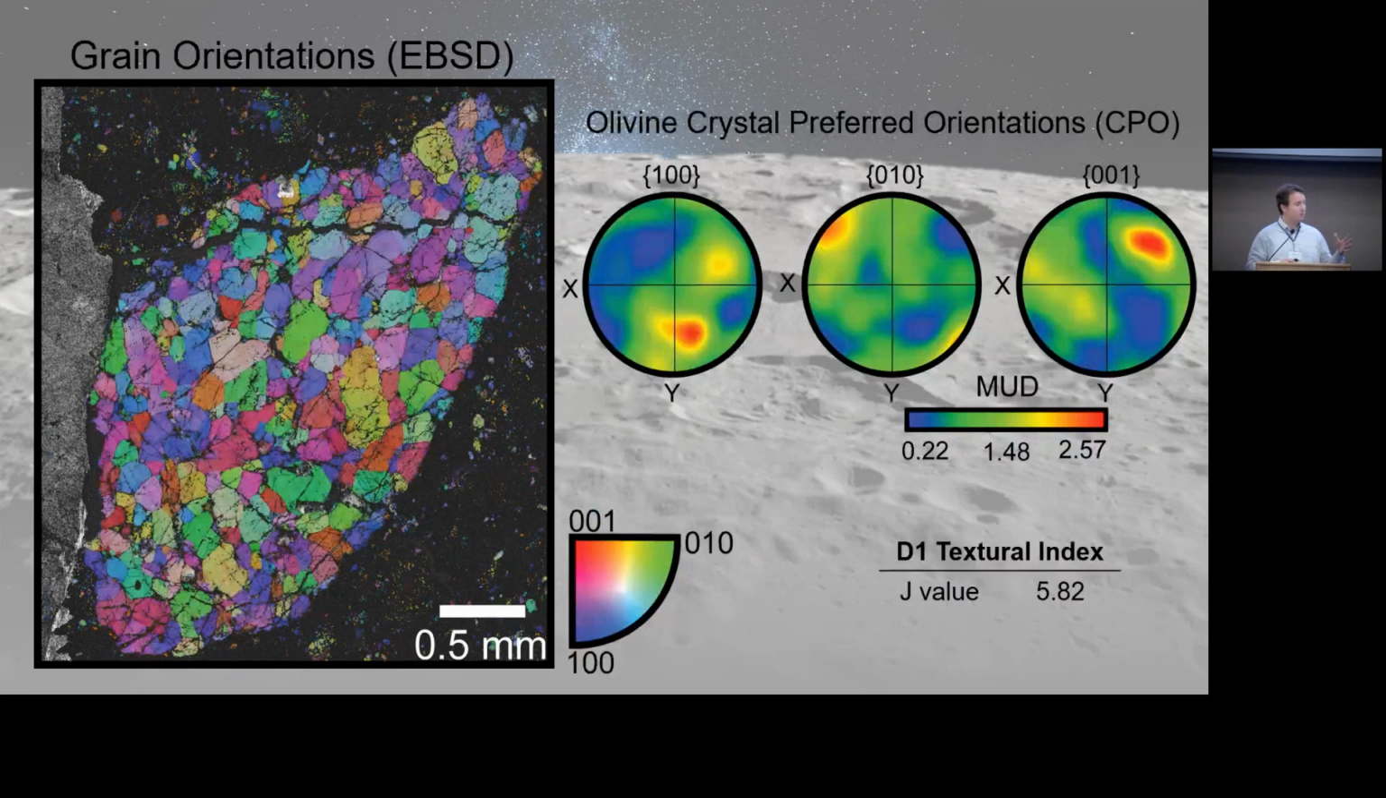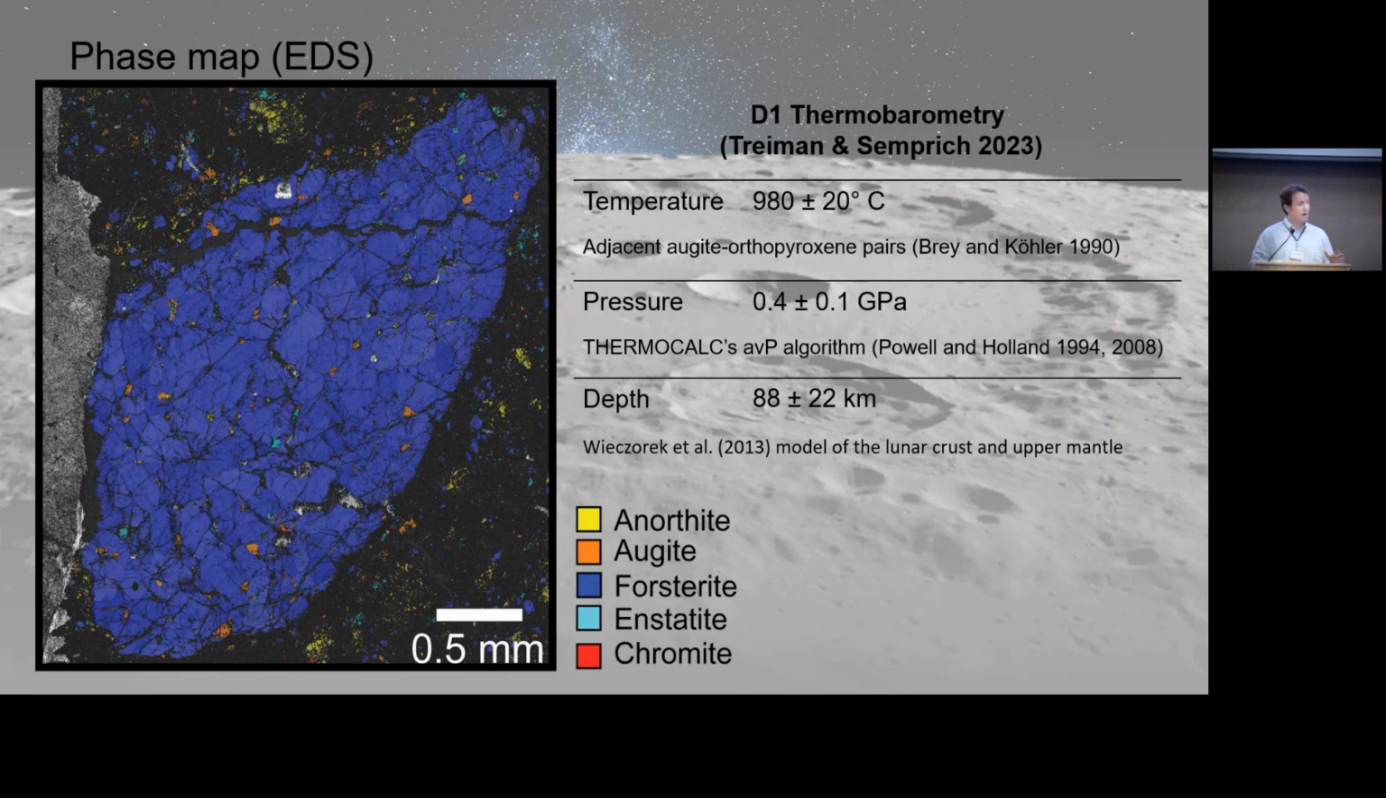Talking about the sample, here is... could I go back one? Here's a phase map that we took of a thick section of the sample. You can see it's primarily olivine, with minor amounts of plagioclase and pyroxene.